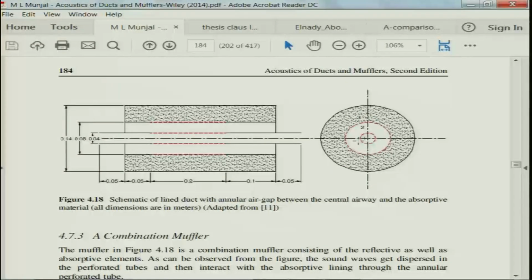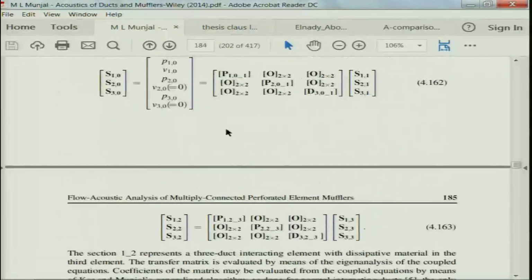Another configuration, like I was mentioning here, is an important schematic of a lined duct with an annular air gap between the central airway and the absorptive material. This is like a hybrid kind of muffler. You have a resonator or neck extensions at the inlet and outlet, plus the waves can also interact with the annular cavity. So, it is like the best of both worlds, because this dissipative part, as we will see hopefully in the later parts of the course, is effective only at high frequencies. At low frequencies the reactive parts can do their job by providing suitable attenuation, and at high frequencies the dissipative parts probably can take over.